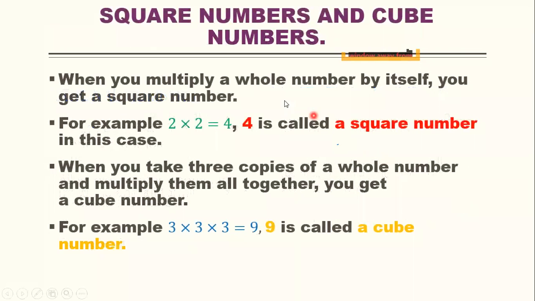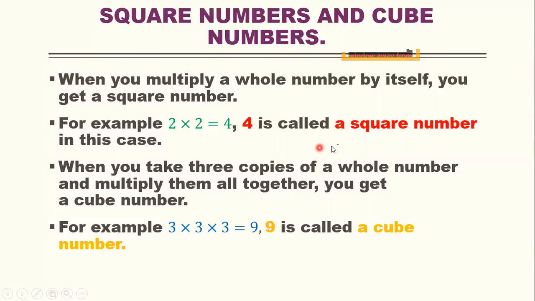Finally, square numbers and cube numbers. When you multiply a whole number by itself, you get what we call a square number. For example, if you multiply 2 times 2, you're multiplying 2 with itself, you get 4. So 4 is called a square number.